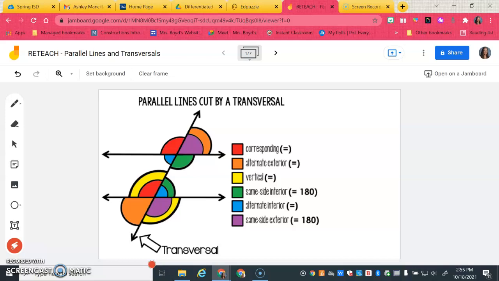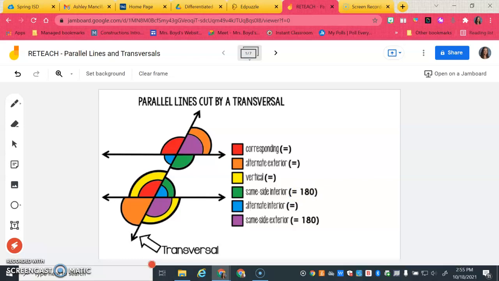Then we have our green angles, our same side interior angles. They're on the same side of the transversal, and they're in between the parallel lines. Now, these aren't equal to each other. They add up to equal 180. And you can see that this one is obtuse and this one is acute. So I have a mix of obtuse and acute, and that's going to give me equal to 180.